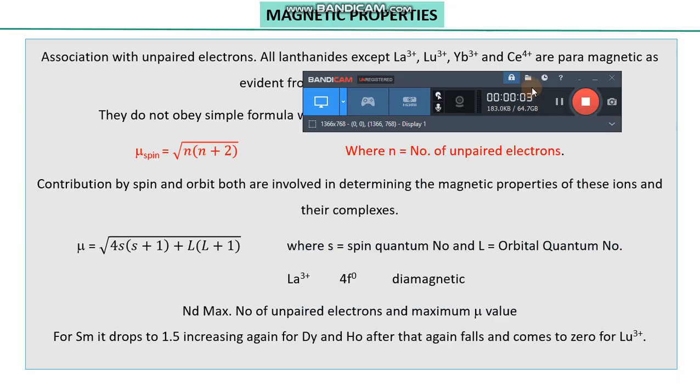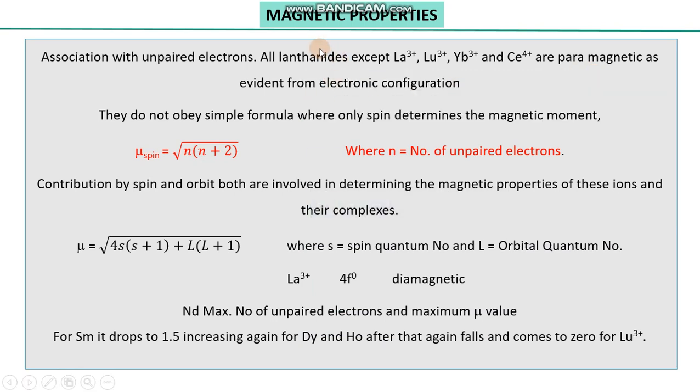So, magnetic properties of lanthanides are generally associated with unpaired electrons present in the f subshell of the respective lanthanide ion. All lanthanides which have unpaired electrons would be regarded as paramagnetic, and those with no electrons in the f subshell or with paired electrons in the f subshell will be diamagnetic.